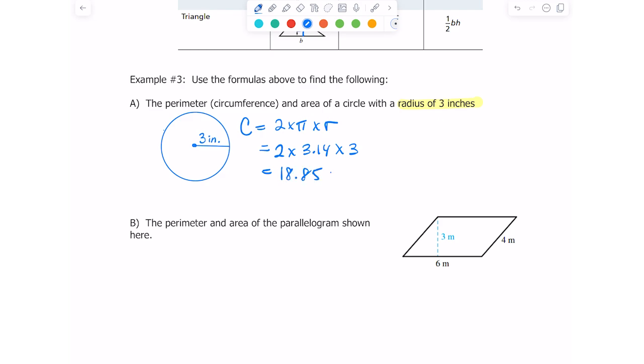18.85 inches. So that's the perimeter, if you will, of the circle.